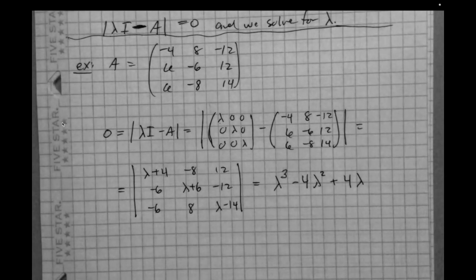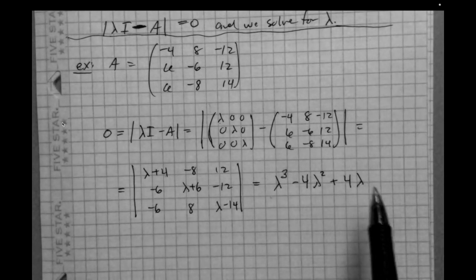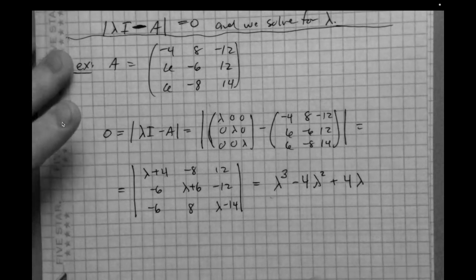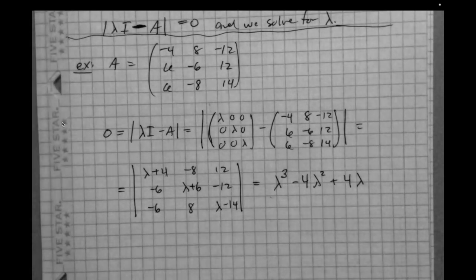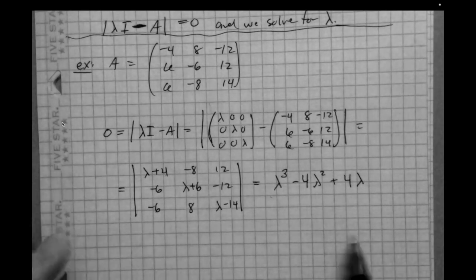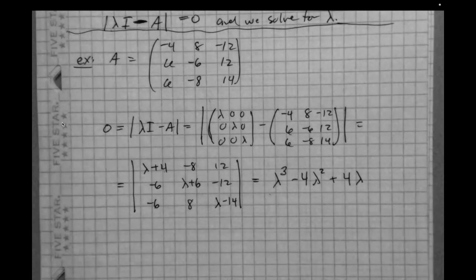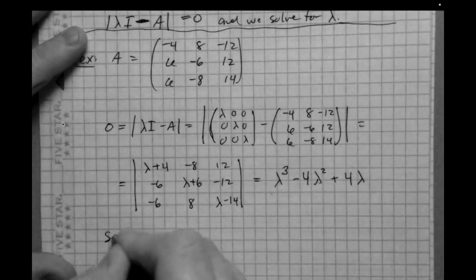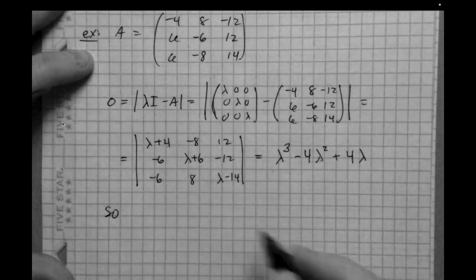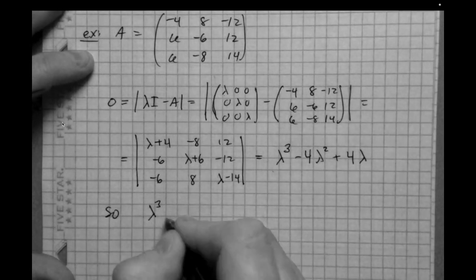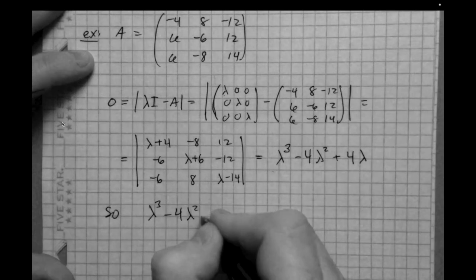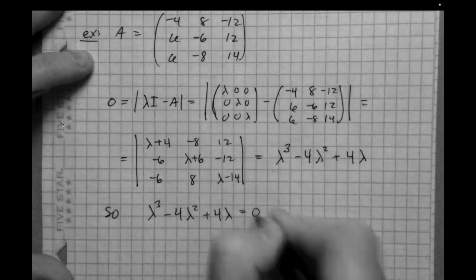Okay, and so again, this is going to require a lot of simplification, and you have to remember to follow the formula with the cofactors, and just choose a row to do a cofactor expansion across, and you'll get a big old algebraic mess, and then it simplifies down into this cubic equation. All right, so what do we have here? We have lambda cubed minus 4 lambda squared plus 4 lambda equals 0.